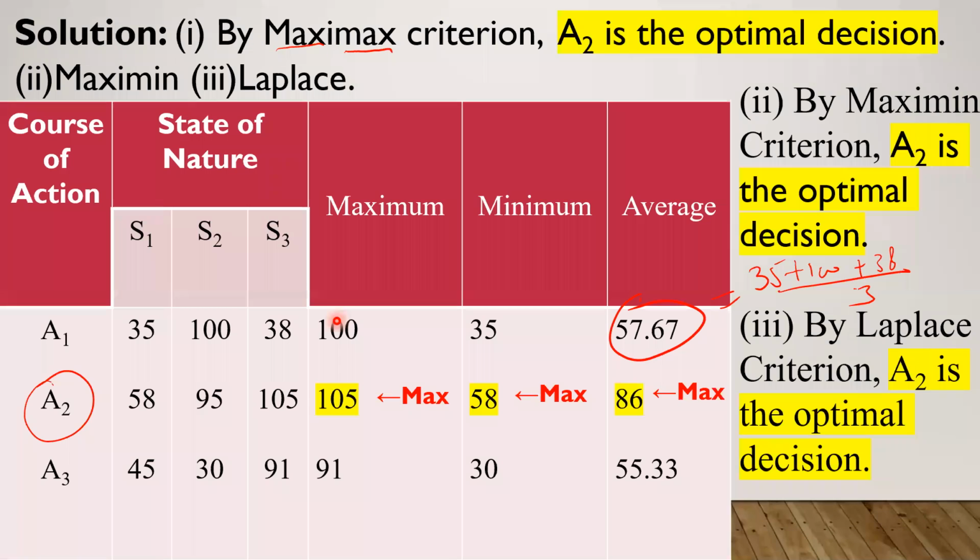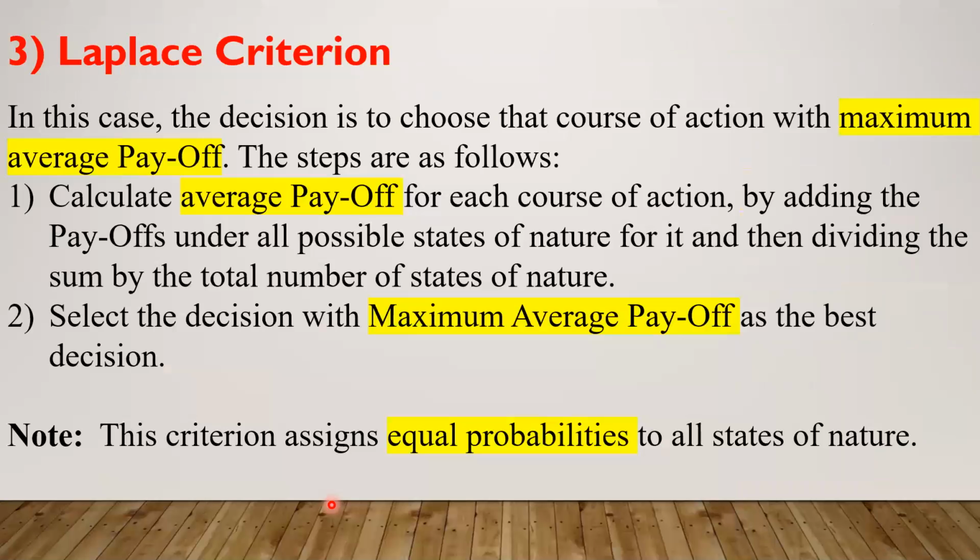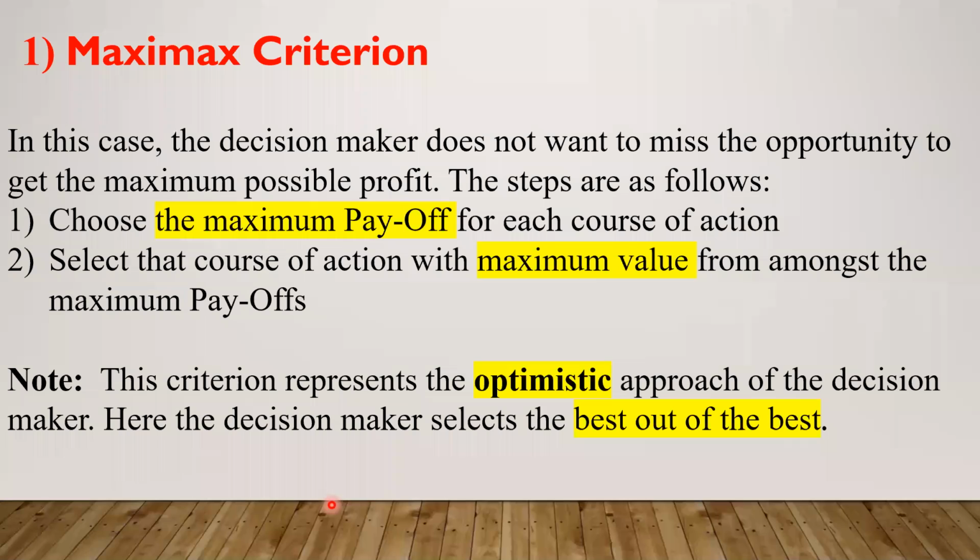मतलब क्या किया था हमने, take that course of action which has got maximum value out of these maximums. So that is what I have written in the words. Select the course of action with maximum value from amongst the maximum payoffs. This criterion represents the optimistic approach of the decision maker. See, this type of question can come in MCQ.